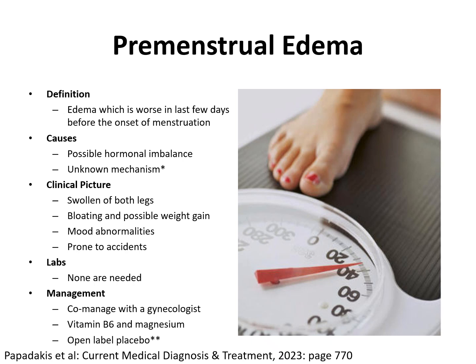If not, let's look at a number of causes of edema that only occur in females. The first is premenstrual edema. This is defined as edema that is worse in the last few days before the onset of menstruation. So we're talking about the females that are in that fertile age period, 14 years to 50 plus. Possible causes are hormonal imbalance, but we don't know exactly what the mechanism is.